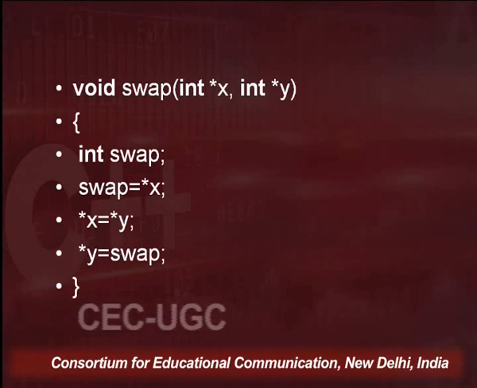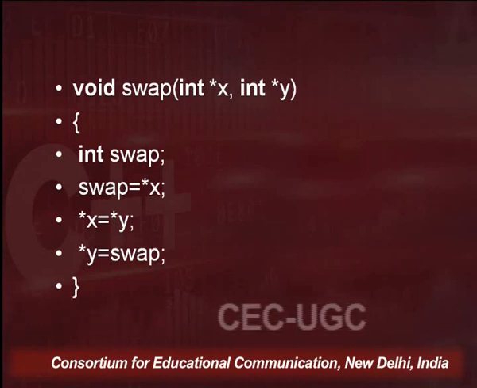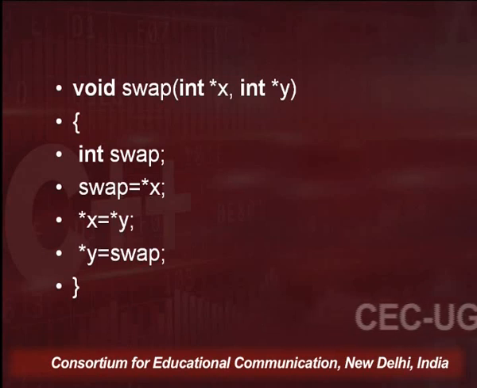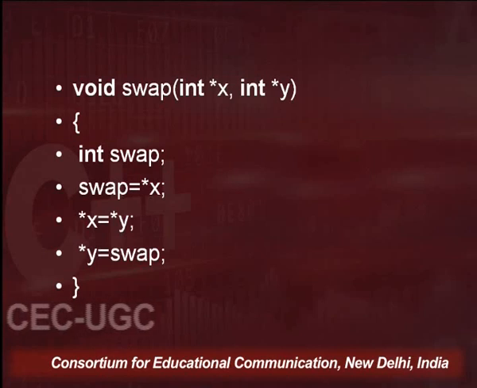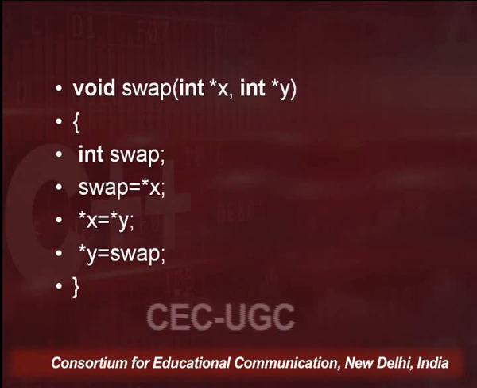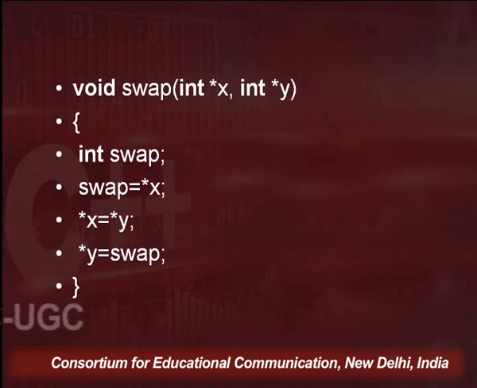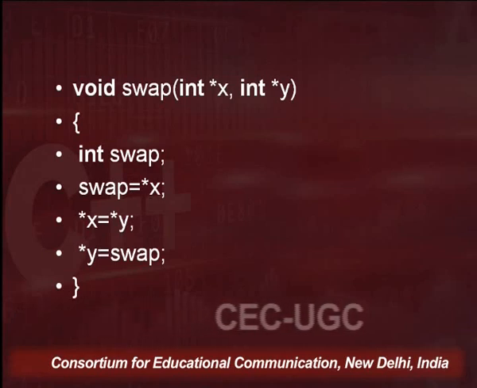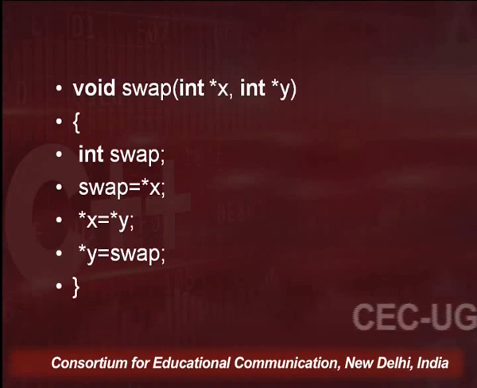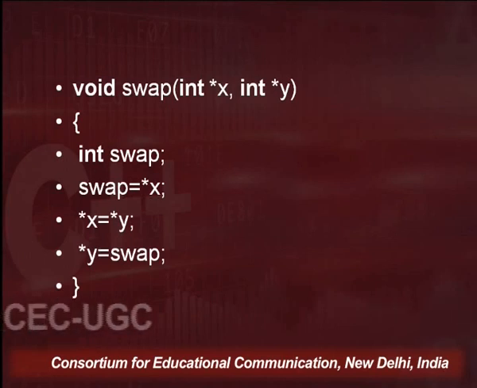So there is a normal variable swap. Now that swap is going to hold whatever value is at x. So asterisk means value at x. So at the address of x, whatever value is there, that value 500 is being stored in swap. Now please notice no extra copy of that actual parameter is being created. It's just a game of references.